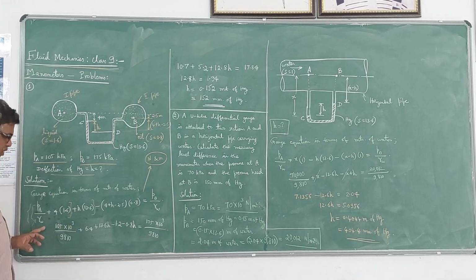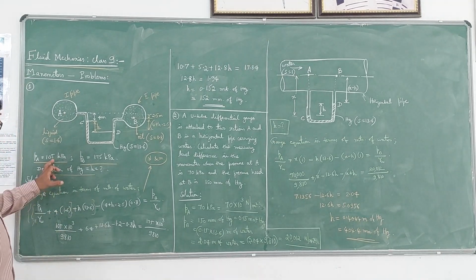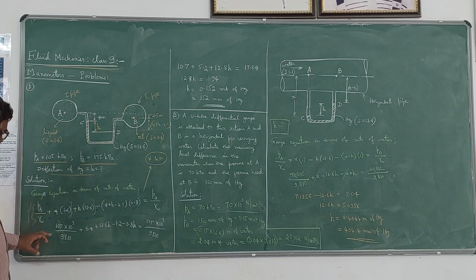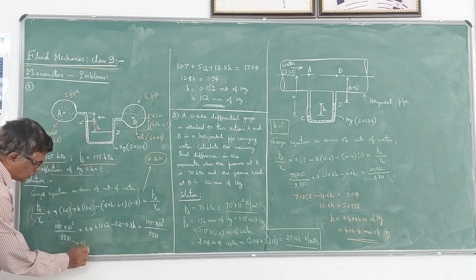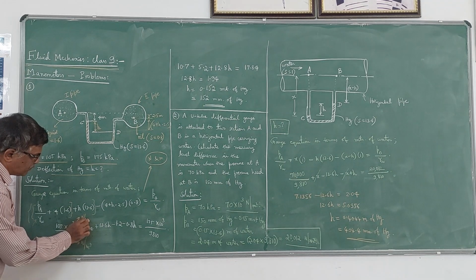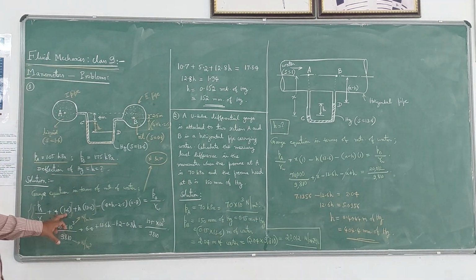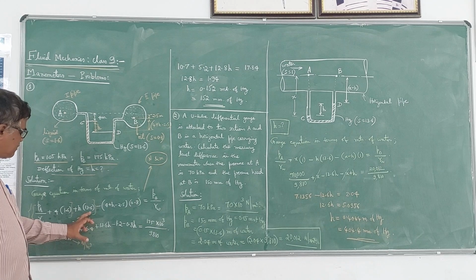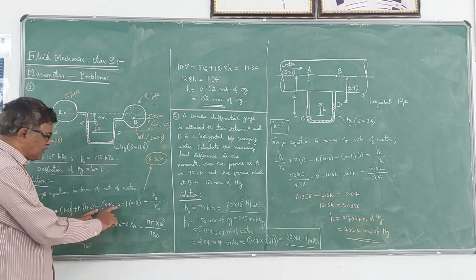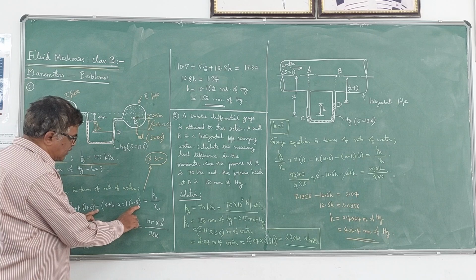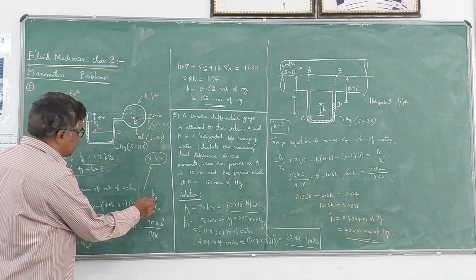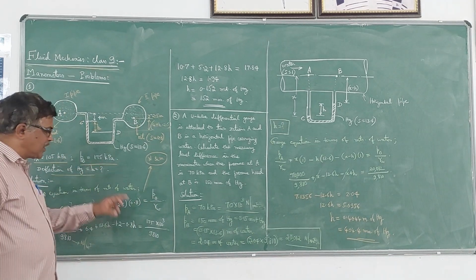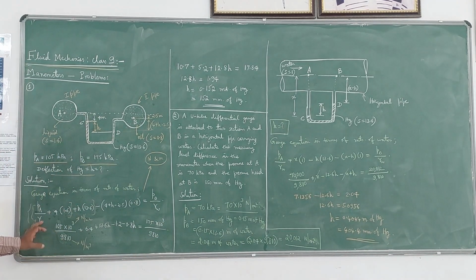Now if you substitute and simplify, PA is 105 into 10 power 3 Newton per meter square divided by gamma W, the value you know, 9810 Newton per meter cube. This is a standard value, you should know that value. Then if you simplify this, plus 4 into 1.6 is 6.4, plus 13.6 times h, minus, if you simplify here, 1.5 into 0.8 becomes 1.2, and minus 0.8 h is equal to, here PB is given as 175 into 10 power 3 divided by 9810, which is gamma W.